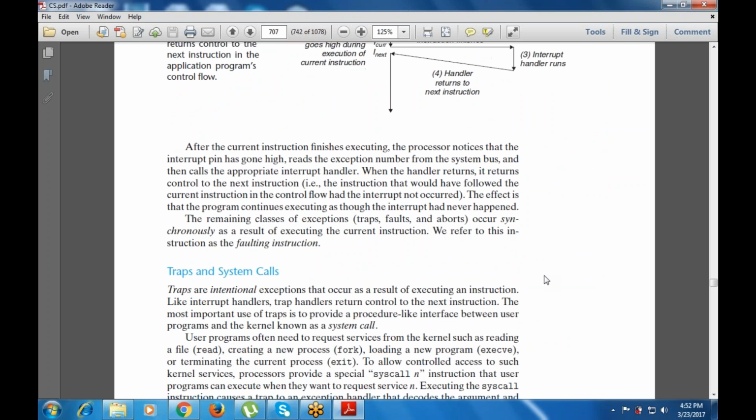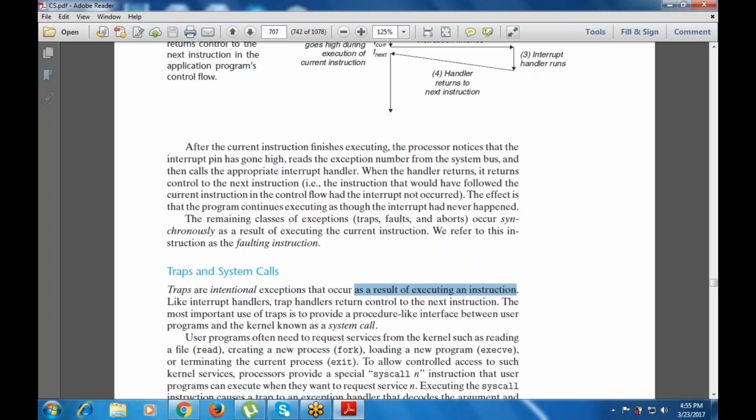Then traps are used for system calls, which are intentional exceptions used with operations such as fork, read, and executing files. Next are traps and system calls, which are intentional exceptions that occur as a result of executing an instruction.